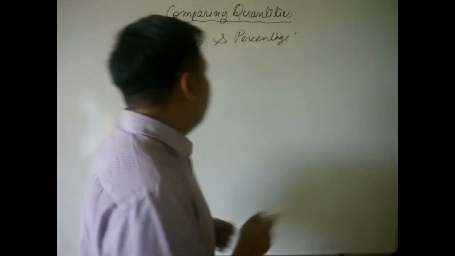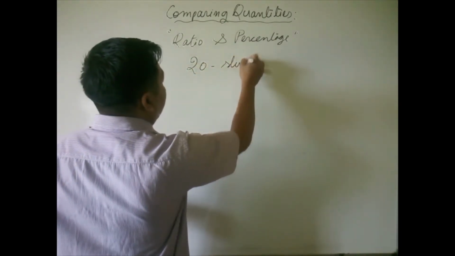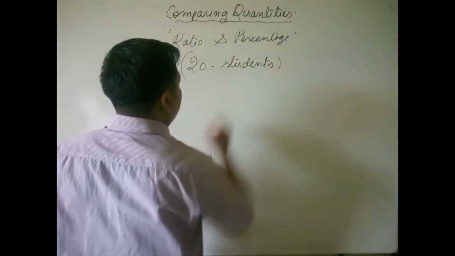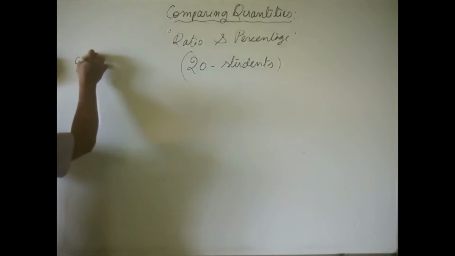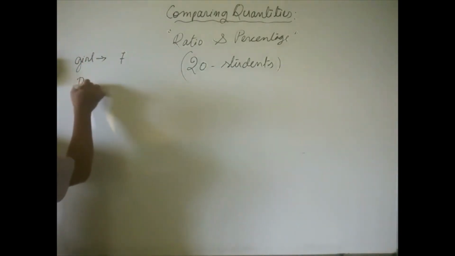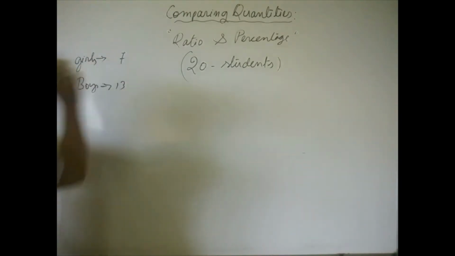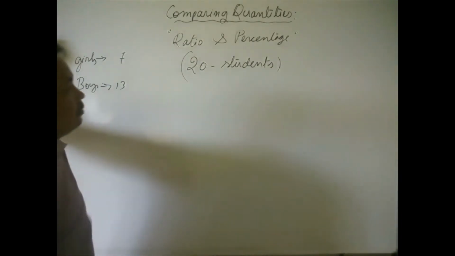Okay, here. For example, there are 20 students all together. Out of this, let us say that girls are 7. Okay, and boys, how many boys are there? So boys, let us say they are 13. If girls are 7, then boys should be 13, obviously, out of these 20 students, isn't it?